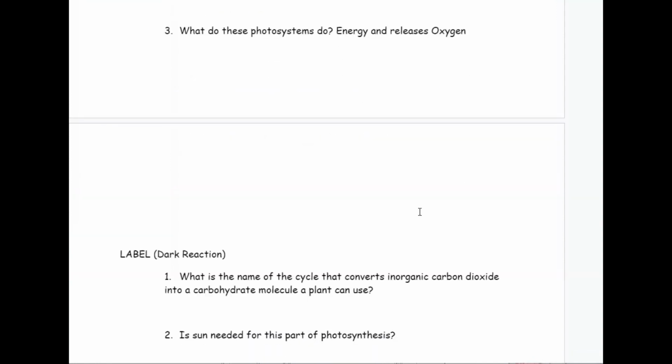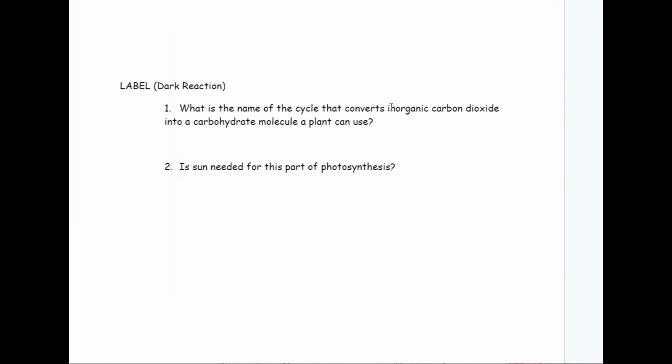And it corrected my spelling. What is the name of the cycle that converts inorganic carbon dioxide into organic carbon? What is that called? It's called the light independent stage and reactions. Is the sun needed for this part? No, because it's independent.